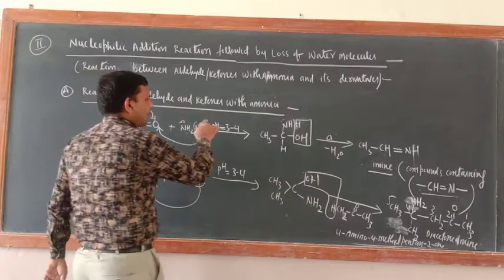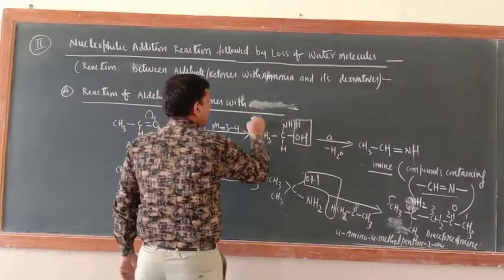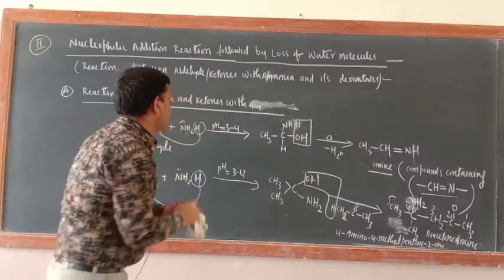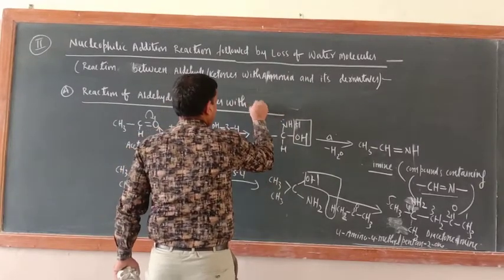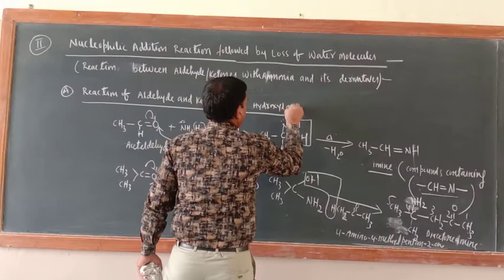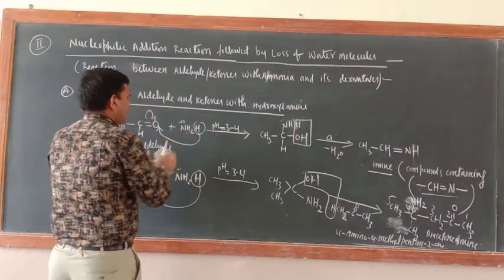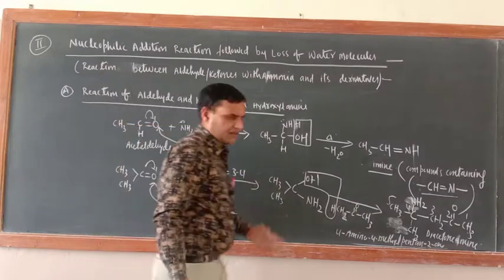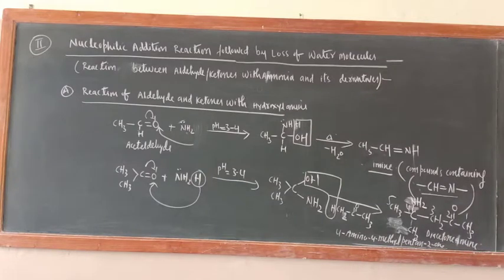Now the reaction of aldehydes and ketones with hydroxylamine. Next one, hydroxylamine. I will write it here only. What is the formula of hydroxylamine? NH2OH. Let me rub a little bit, otherwise it would be time consuming. Okay, I will set.